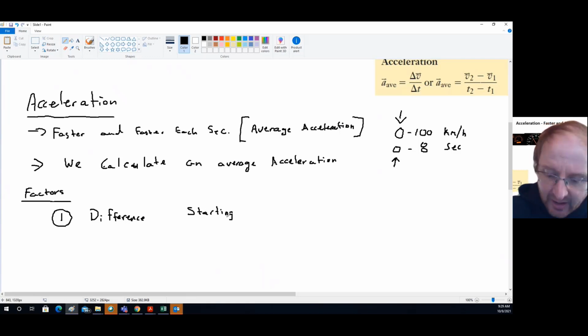Yeah, get this down and kind of think about it though, right? Difference in your starting velocity and your ending velocity.